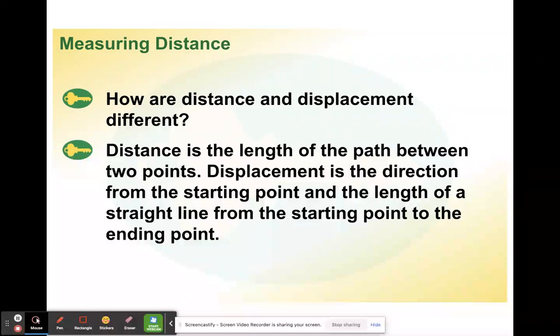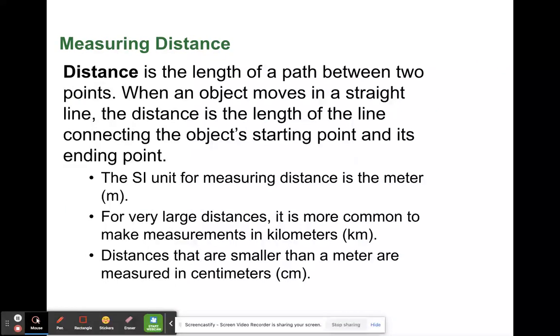How are distance and displacement different? Well, distance is the measurement. It's the length between 2 points. This is going to be on your study guide, so remember that. Displacement is the direction of the starting point and the length of the straight line from the starting point to the ending point. Distance is the length of a path between 2 points. When an object moves in a straight line, the distance is the length of that line connecting the object's starting point and ending point. The SI unit for measuring distance is meter.